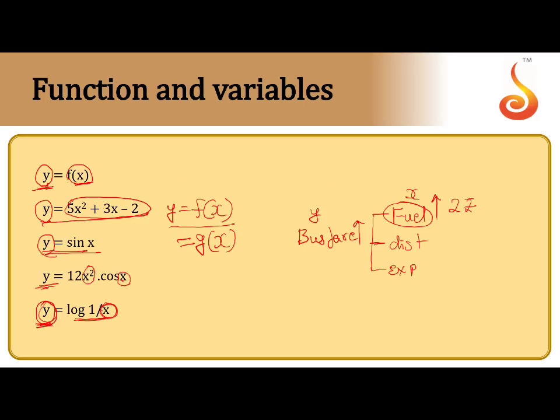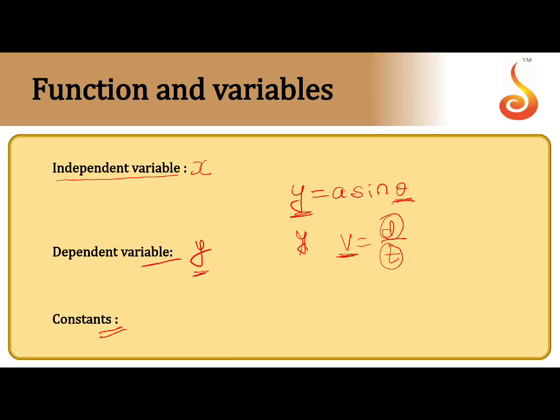Constants. So in the previous equations, you saw there is a 12, there is a 5, there is a 3, there is a 2. These are all called as constants. Their value doesn't change. These constants, the value remains a constant and will be provided in the particular problem.